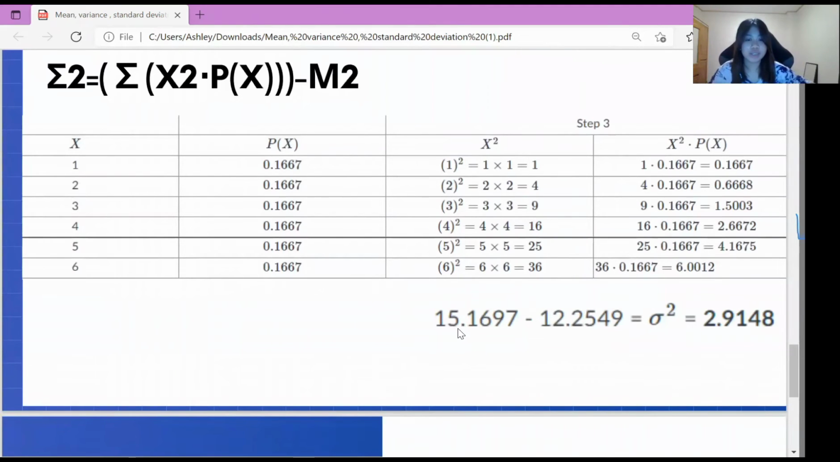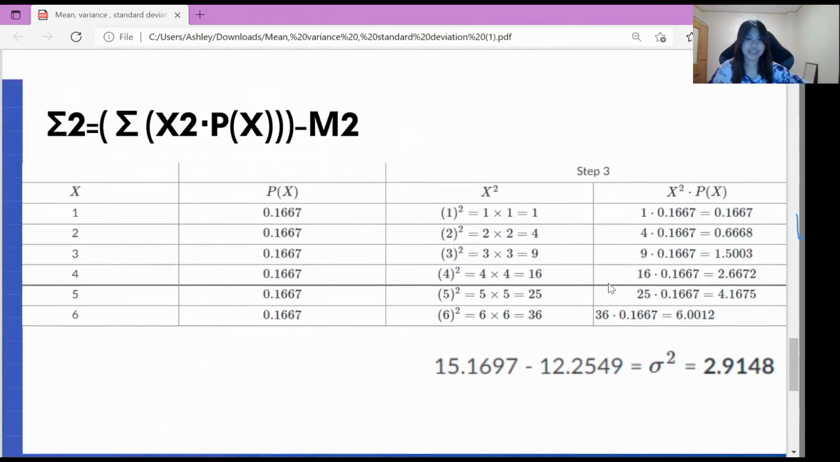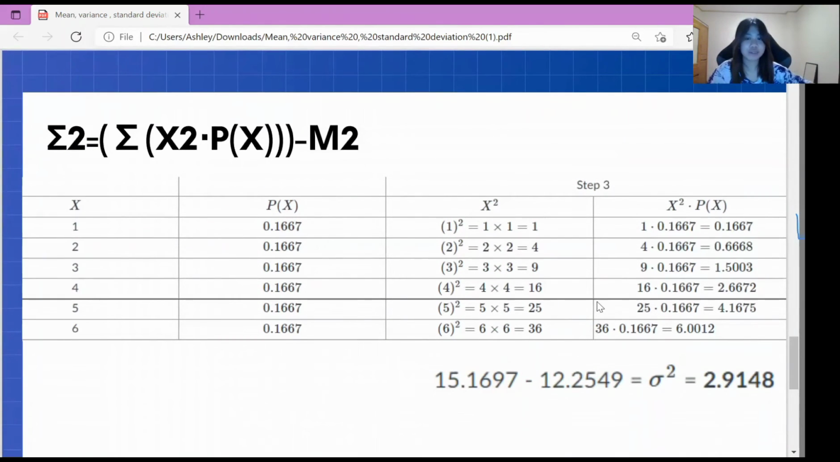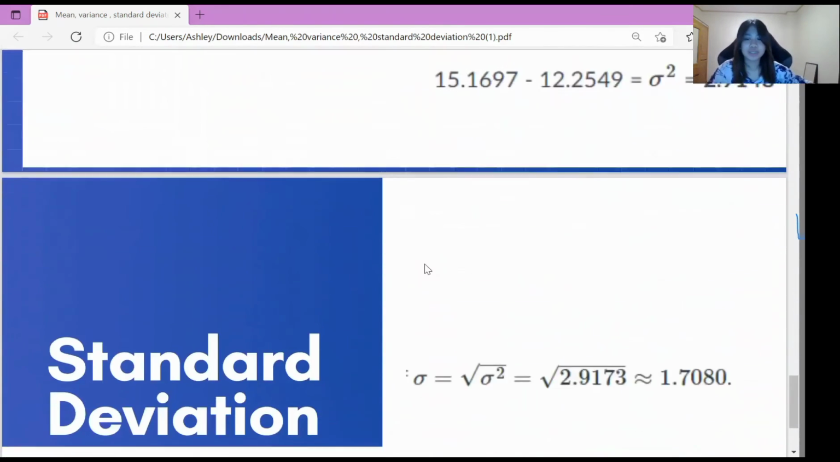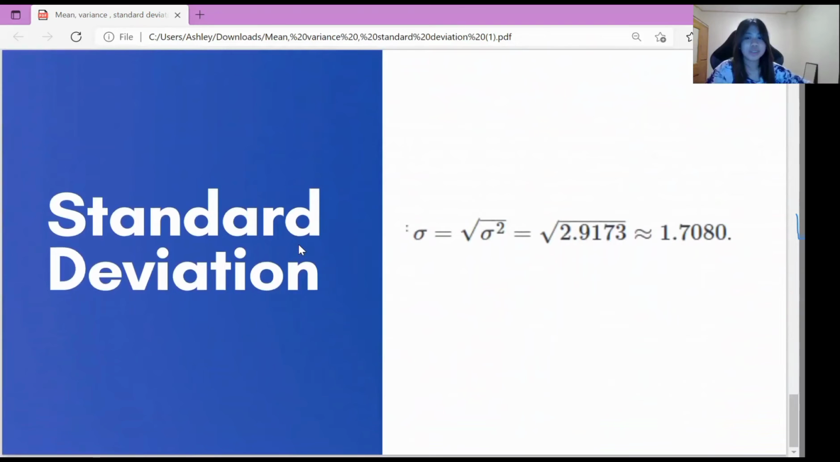So that will give us 15.1697 minus 12.2549. That will give us 2.9148. So that is our variance for the second formula, and I think the answers are pretty close to each other. Okay. Now let's move on to the standard deviation.